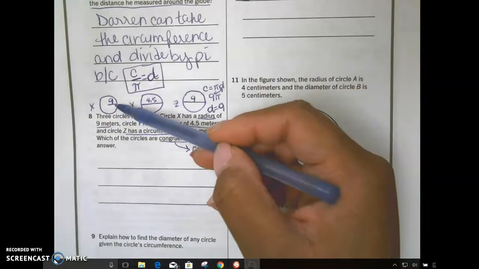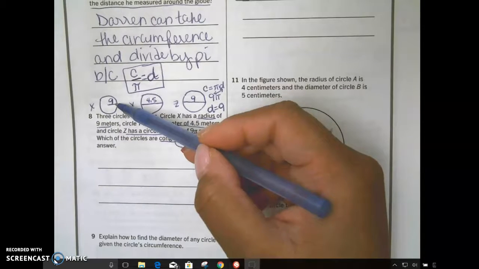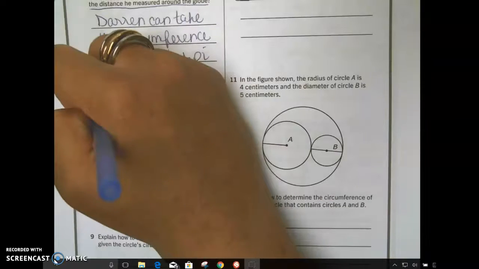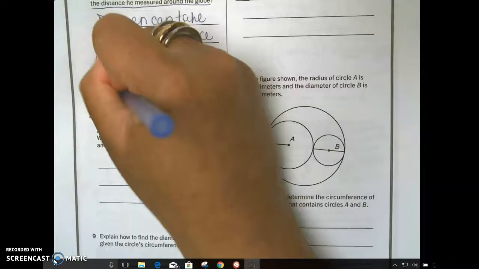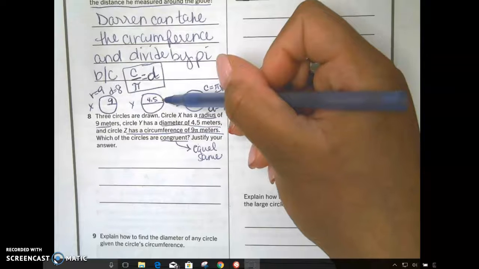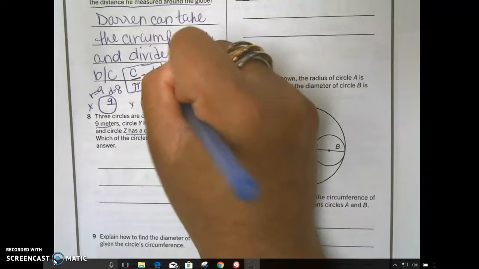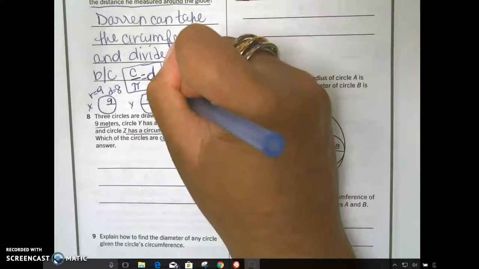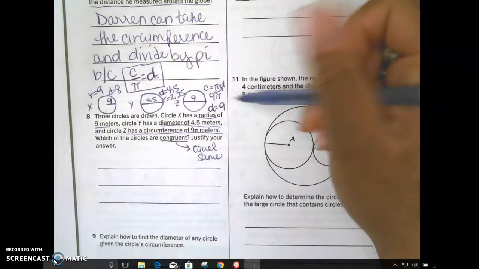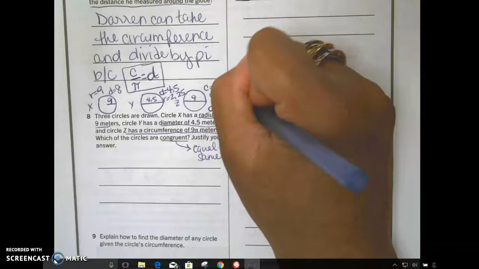What is the measurement over here? 18. No, what measurement is this? Oh, 9 is the radius. R is 9. What's my diameter? 18. What is this, a diameter or a radius? Diameter is 4.5. What is my radius? 2.25. What is my radius over here? 4.5.